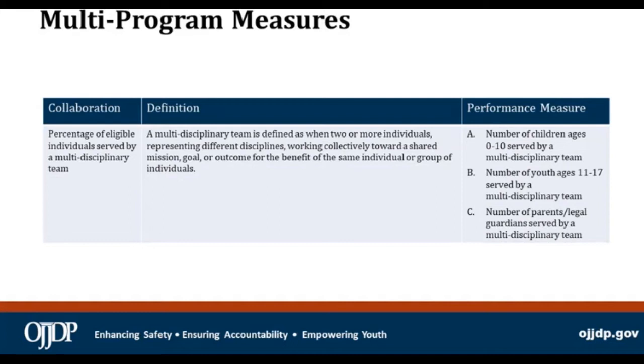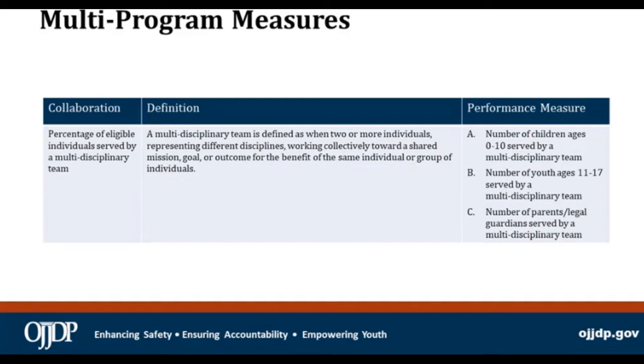For this measure, you will provide the unique count of individuals served by a multidisciplinary team. To calculate this measure, you will divide the number of individuals served by a multidisciplinary team by the number of individuals served. This ends our review of some of the newly revised output measures.